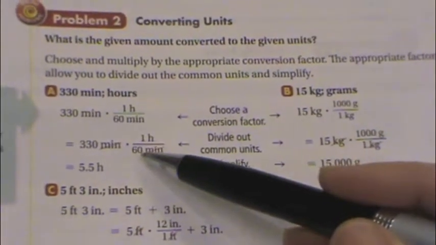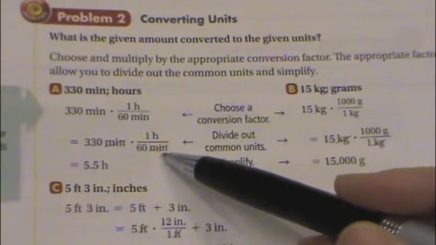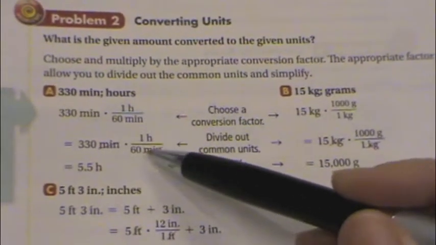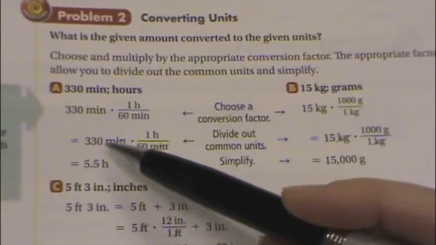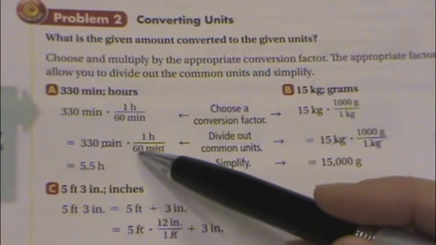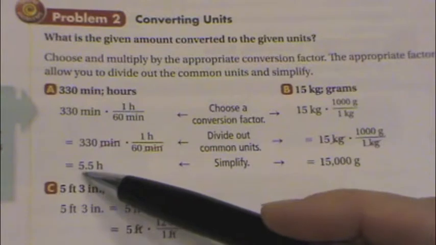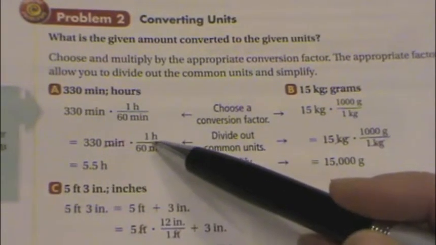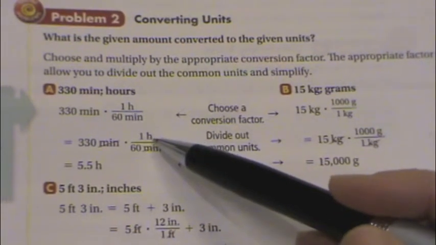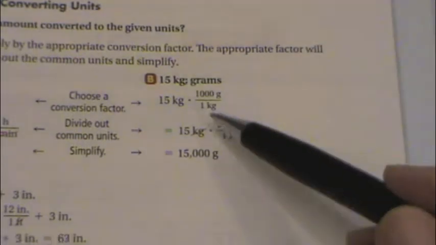The next step, check out how cool this is. 330 minutes, 1 hour over 60 minutes. The minutes cancel out. When you cancel out the minutes and multiply this, you are left with 330 times 1 hour over 60. Divide 330 by 60, you are left with 5.5 hours. Because you canceled out the minutes, you're already left with the unit that you need.